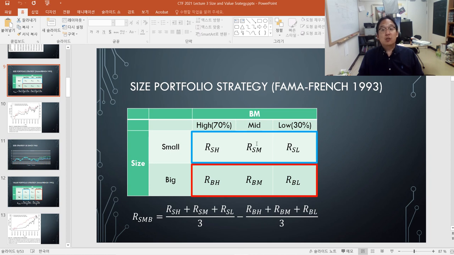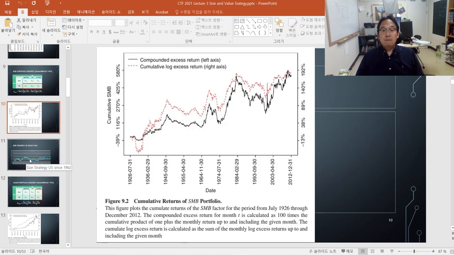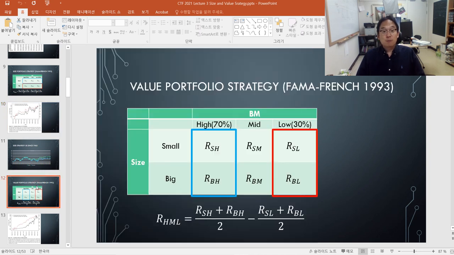For each of these we're going to construct value weighted portfolio returns, so you're going to have 6 different portfolio returns. What's next? You're going to construct the equal weighted portfolio returns like this: small returns minus big returns. That's going to be your small minus big factor portfolio, size factor portfolio returns. That's the size strategy we're going to backtest. This is for the US market, but for the Korean market, nobody knows. I showed you the picture before.